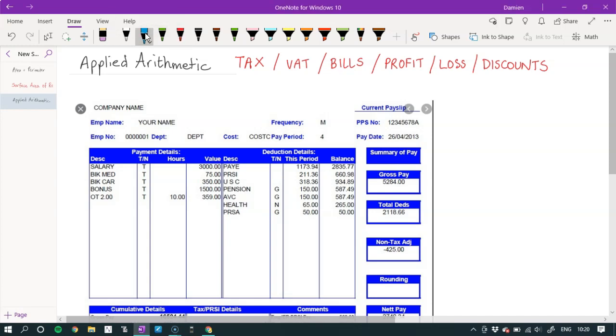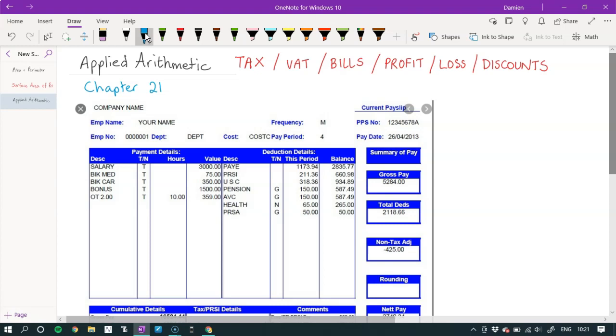Hello everyone, we're going to start into this new section, which is chapter 21, a chapter called Applied Arithmetic. Basically, this is about tax, VAT, bills, profit, loss, and discounts. Students normally shrug their shoulders and turn their eyes to heaven when they see this sort of stuff, but this is something that you really need to know about, and this is real world maths.